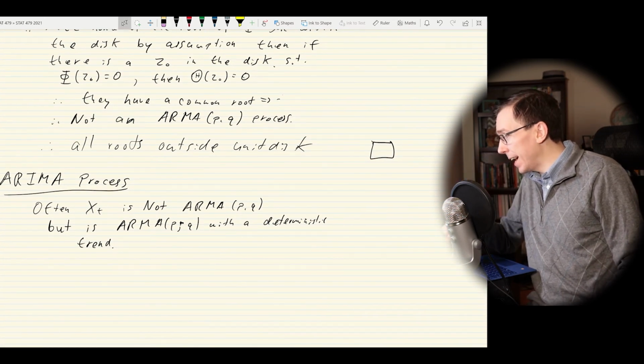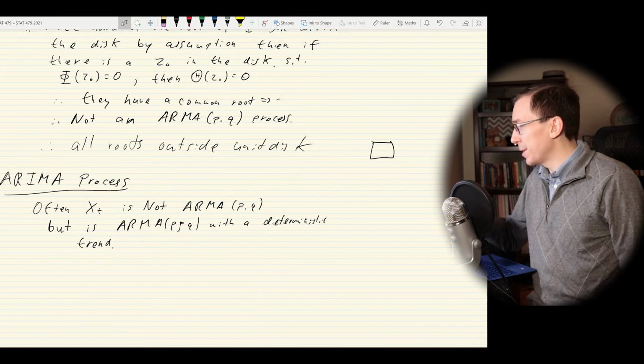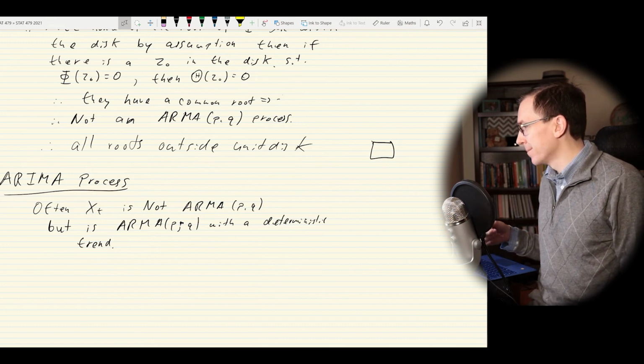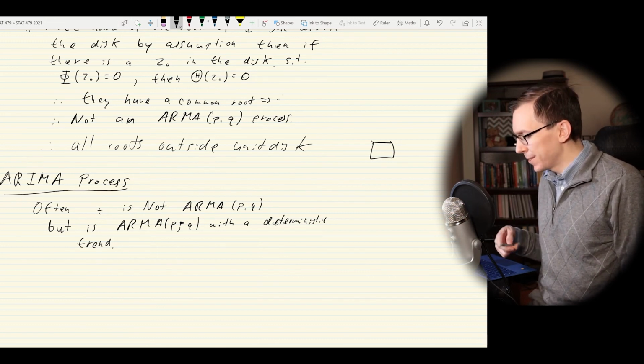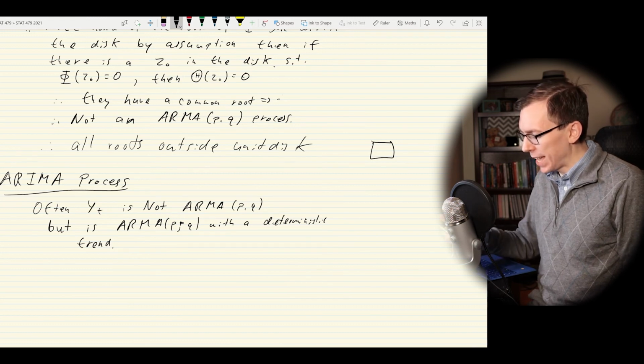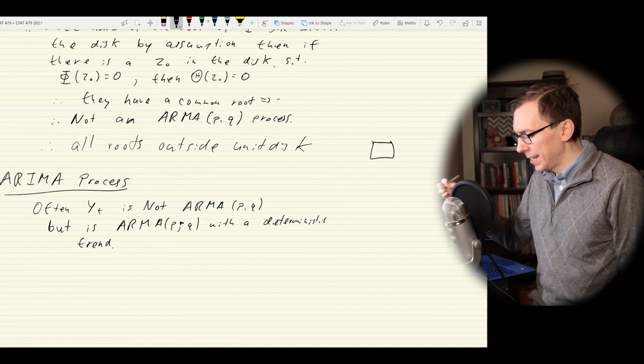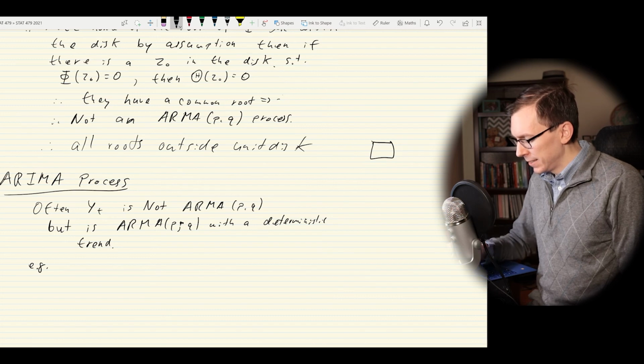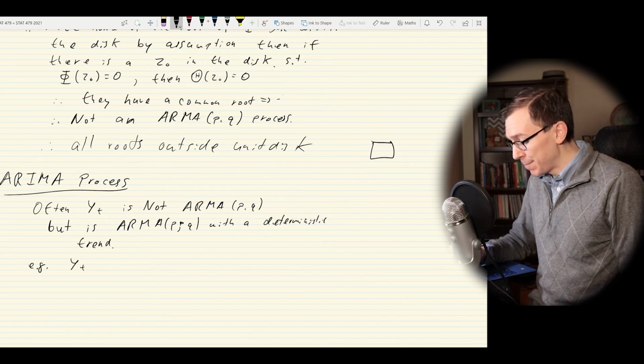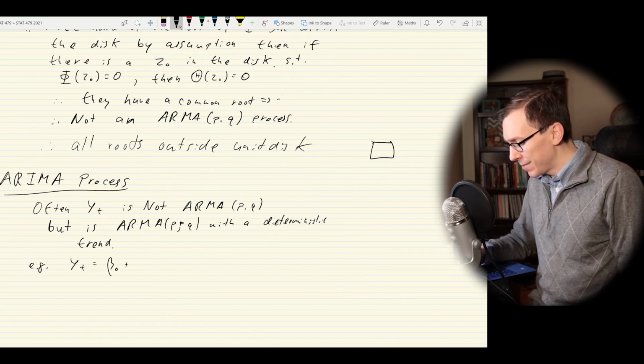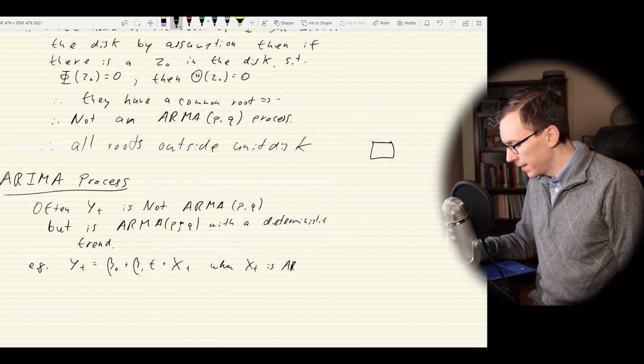So what do I mean by that? Well, what I mean is that we might actually have, I think I was using W or Y, so I'm going to switch X_t to Y_t. For example, we could have Y_t equal to beta_0 plus beta_1 t plus X_t, where X_t is ARMA(p,q).